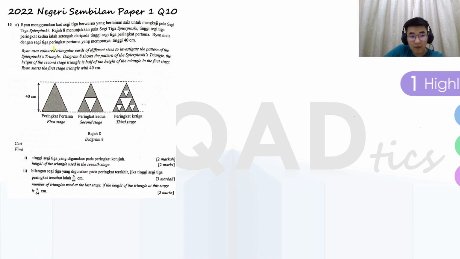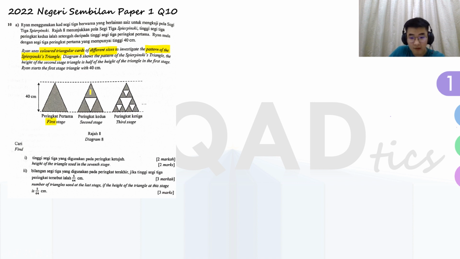Alright, so for part A, we have Ryan uses these colored triangular cards of different sizes. So if you look at diagram 8, these black triangle cards are actually the colored triangle cards. And you can see that here there is this white color inverted triangle. This is actually not one of the cards that Ryan has. This is actually a blank space. It's actually surrounded by these three triangle cards. Okay? So why is he doing this? Because he wants to investigate the pattern of this Sierpinski's triangle. Right, so let's look at this diagram 8 to see what this is about.